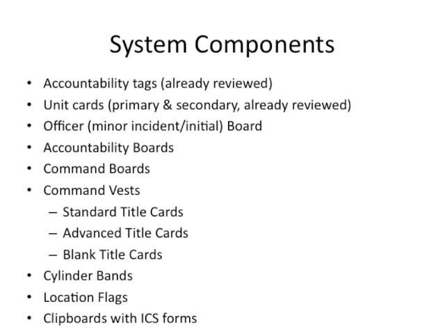Now here we have a list of the components of the system. We already talked about the accountability tags themselves. We talked about unit cards. Here in this segment, we're going to start talking about the officer boards, which are used for minor incidents or initial operations at a larger incident. Accountability boards and command boards are used for your more significant incidents. Command vests function with either standard title cards, an advanced title card, or a blank title card that you're going to write on. Cylinder bands, location flags, and clipboards, which have ICS forms inside of them.